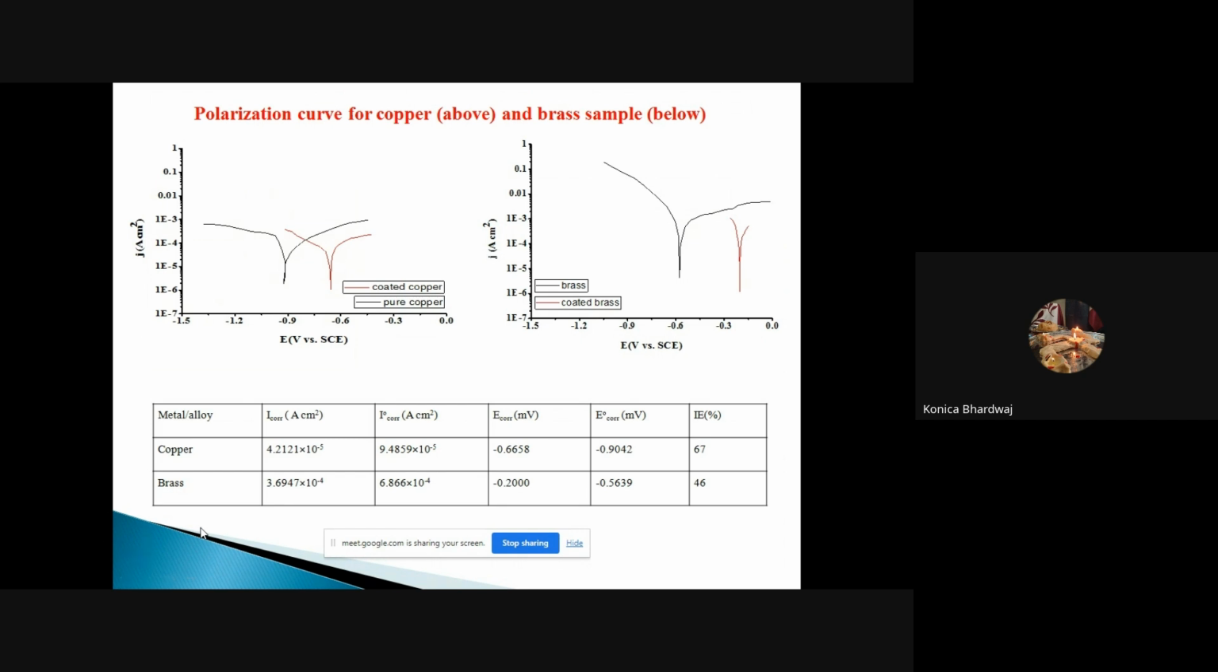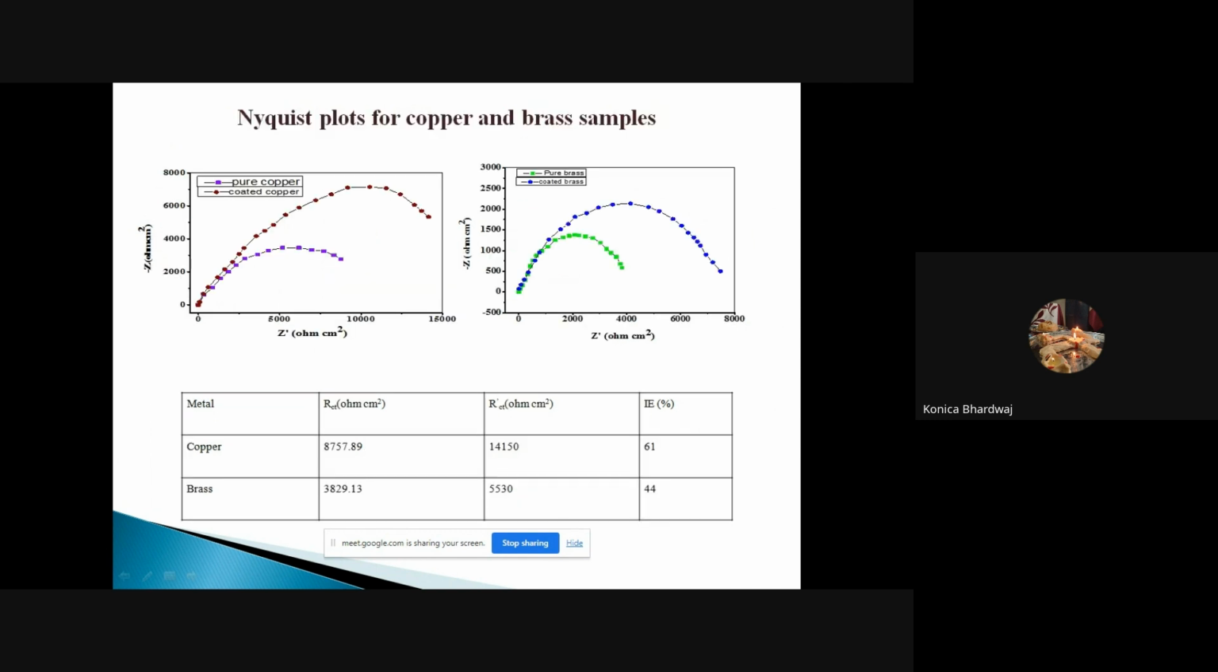So then, if talking about the corrosion resistance ability, the polarization curve, the shift in these curves shows that the corrosion efficiency of the metal and alloy has been enhanced. And the parameters, after the calculation, the impedance efficiency of copper we have achieved is 67%, and for brass we have achieved 46%.